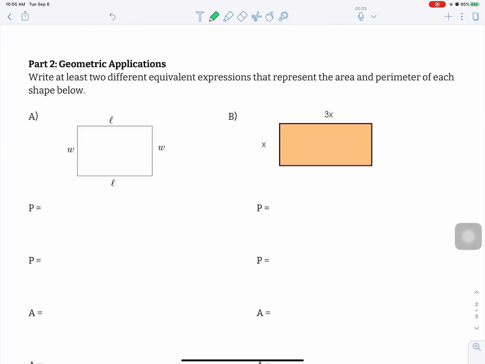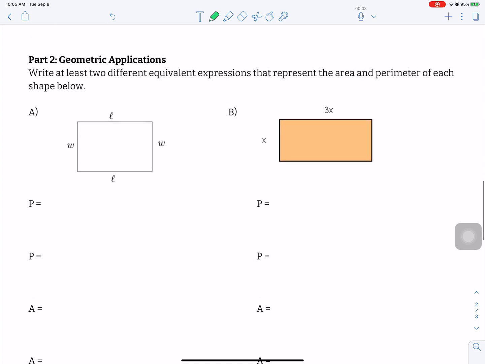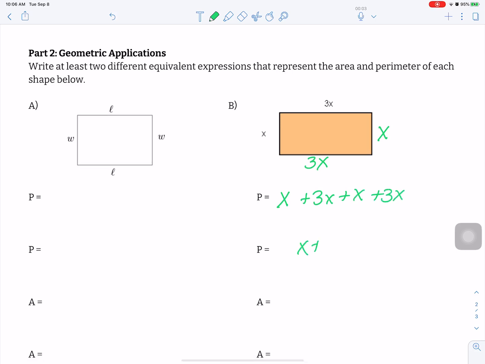I'm going to look at, let's see, I think I'll do B on this one. So looking at the perimeter, these two would be the same size, and these are the same size. So one way to do the perimeter is x plus 3x plus x plus 3x. Another way to do the perimeter is, I know it's x plus 3x times 2. I'm going to show you another way on here, so I could actually add these all up. I could have 4x plus 4x. I could also have 8x. So there's lots of different ways that I can write the perimeter.